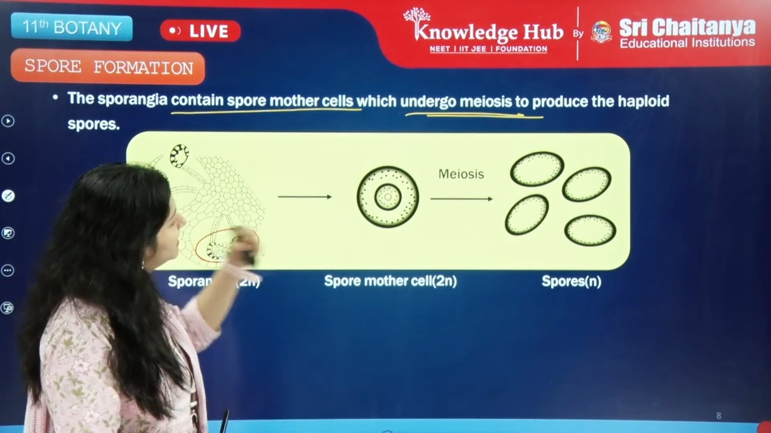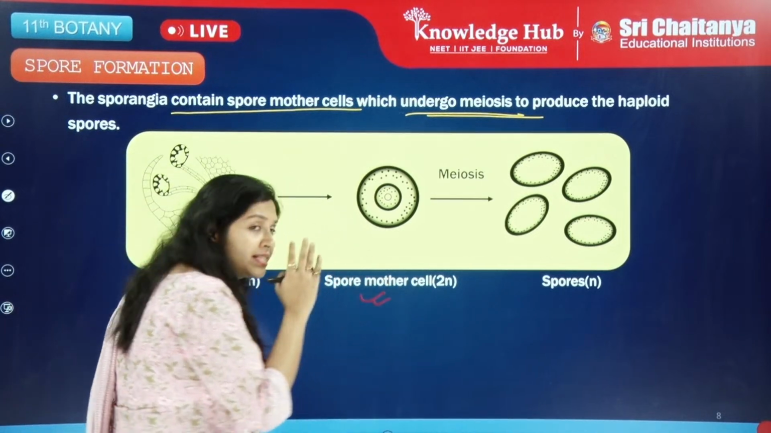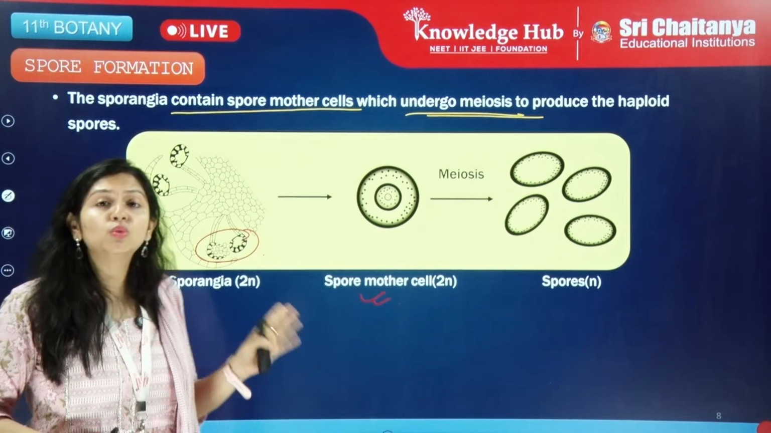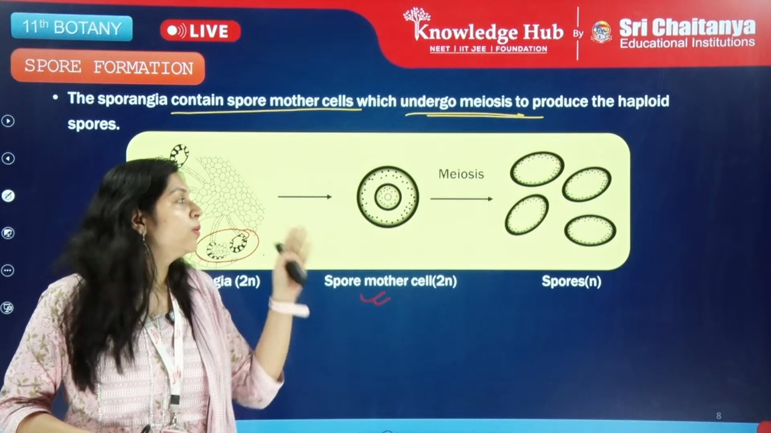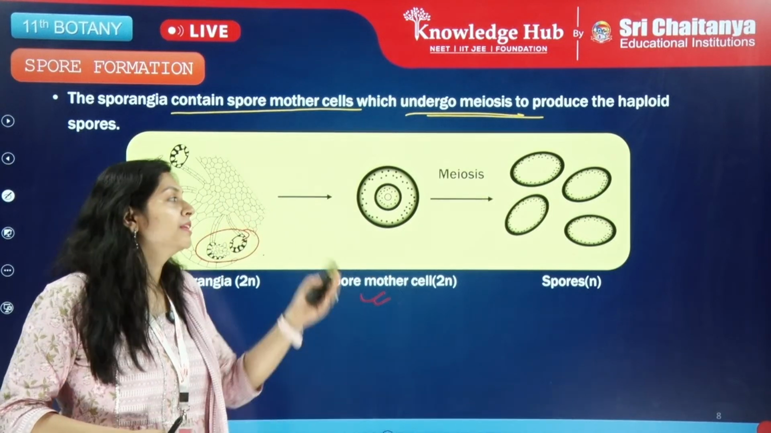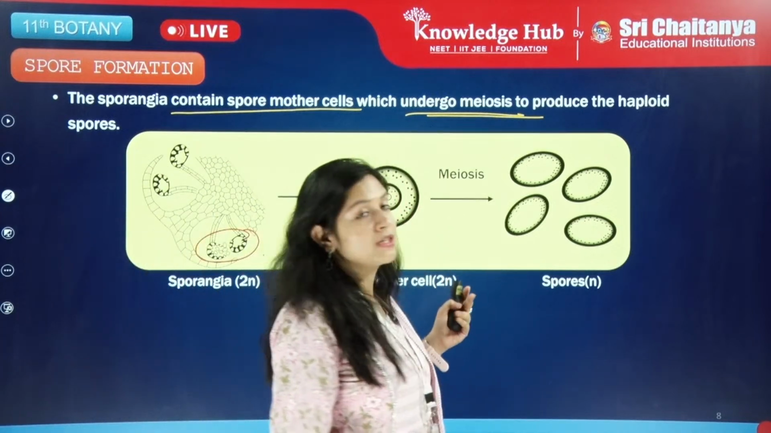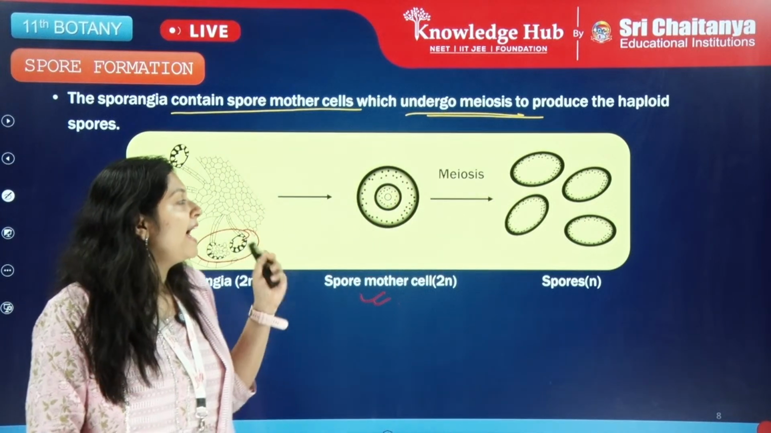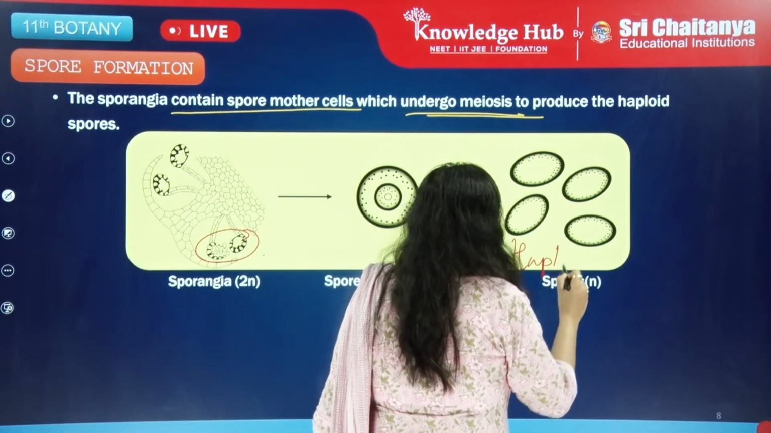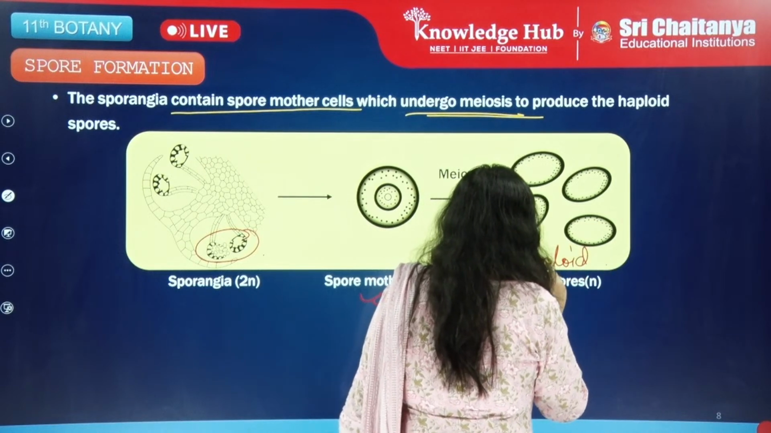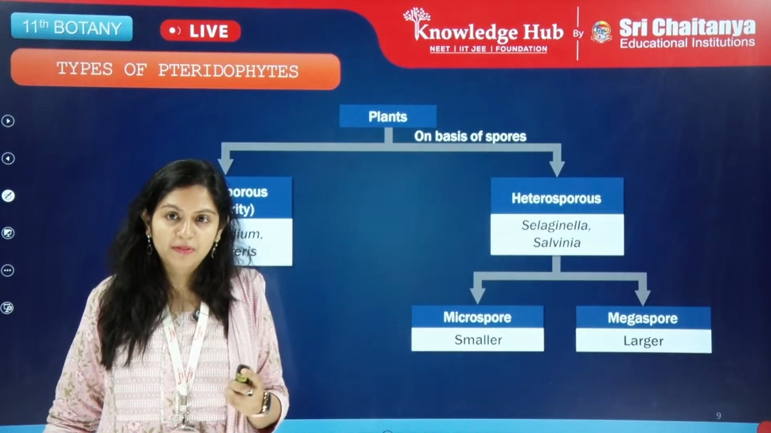So inside this you have the spore mother cell. The spore mother cell is definitely having a 2N configuration. The spore mother cell undergoes meiosis and forms the spores. So the spores are a product of the meiosis of the spore mother cell, and these spores are definitely haploid. Yes, absolutely, it is haploid. Fine.